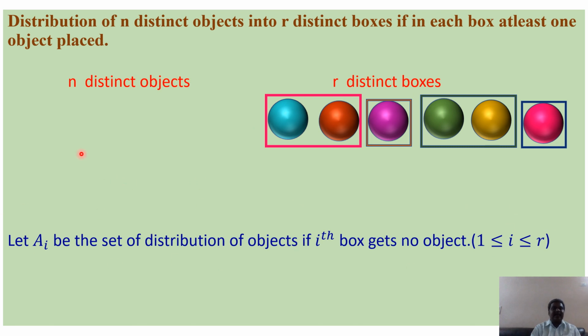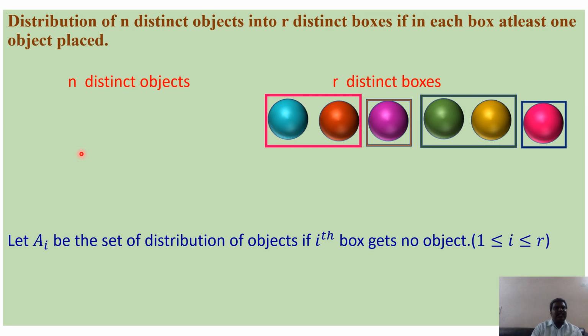So what is Ai? Ai is the set of all distributions in which the ith box is empty. Ith box is empty means ith box has no object. What about my Ai bar? Ai bar is the set of all distributions such that the ith box has an object. Ith box has at least one object. What about the remaining boxes? I don't know. But Ai bar is the set of distributions in which the ith box consists of at least one object. That is the logic.